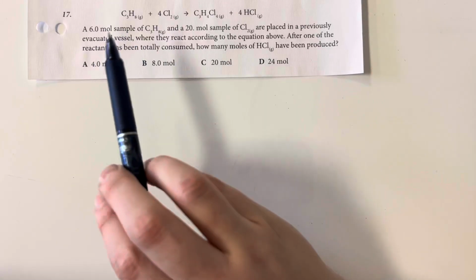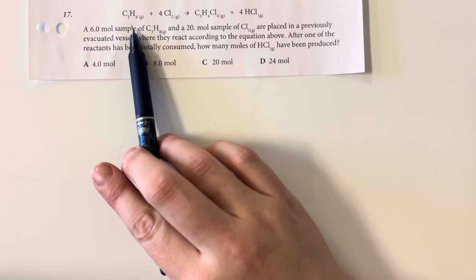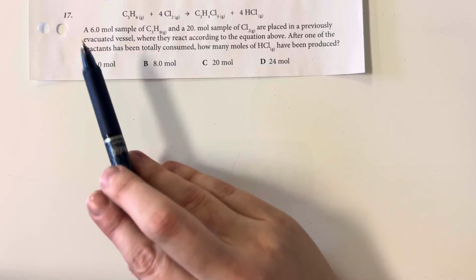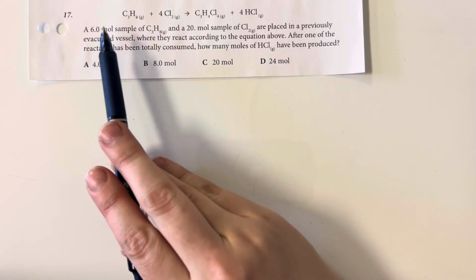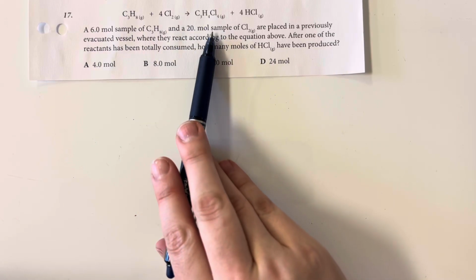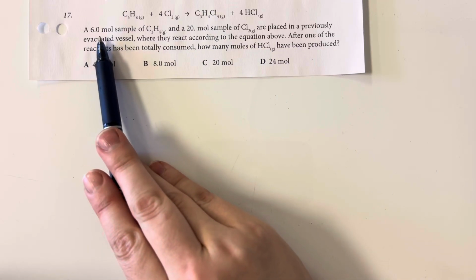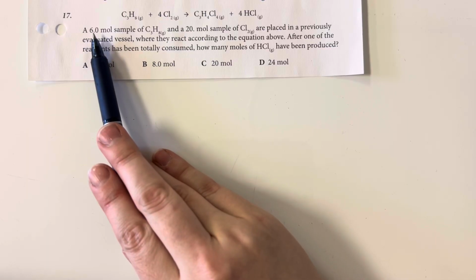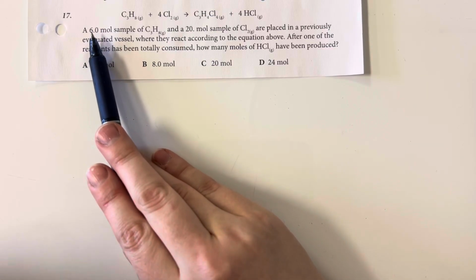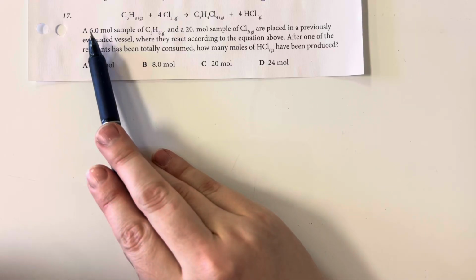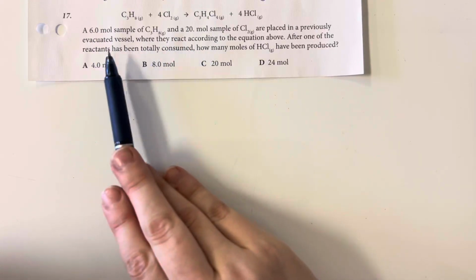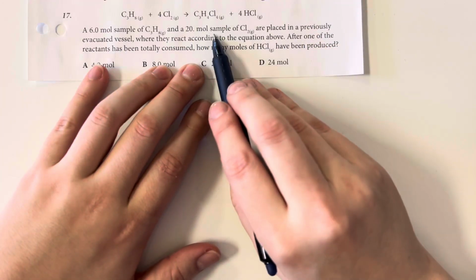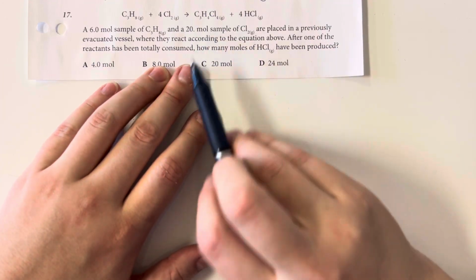Now, the relationship between the hydrocarbon and the chlorine is a 1 to 4 relationship. So I can see that my limiting reagent is going to be chlorine because I would need this times 4. Okay, so that would get me up to 24 moles as an equal relationship between the two. So this is going to be my limiting reagent, and so I can just go ahead and figure it out from there.